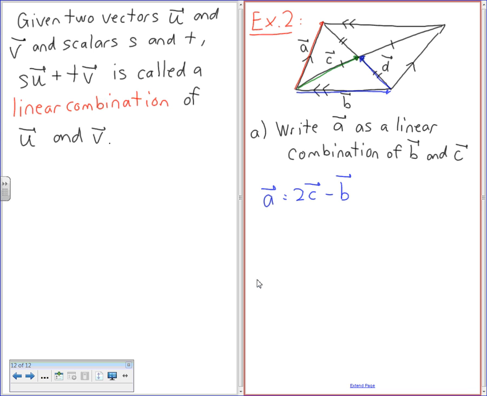Is there another way to get to A? There's many other ways you can write A. How else could I write A? B minus 2C? No. Because B minus 2C, well, could you do B minus 2C? No.